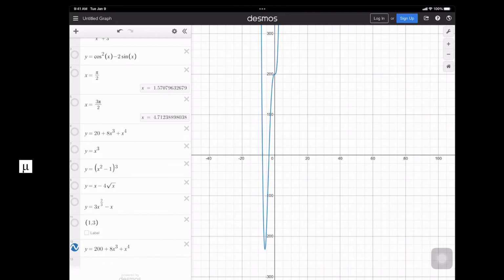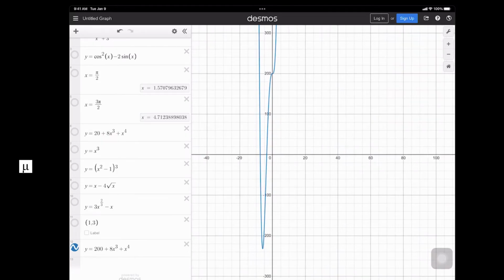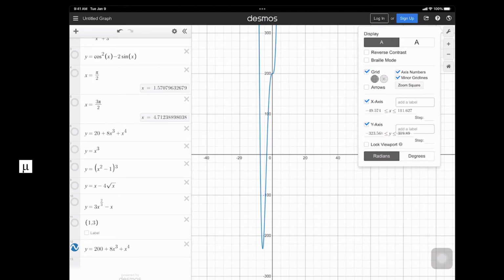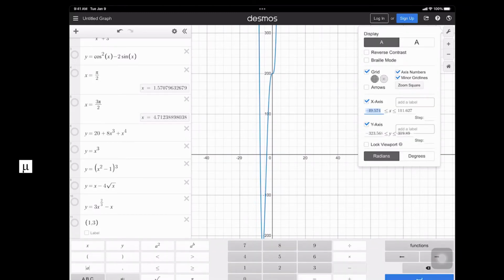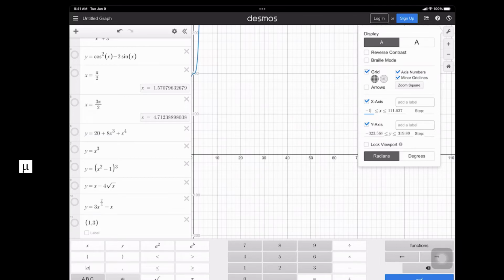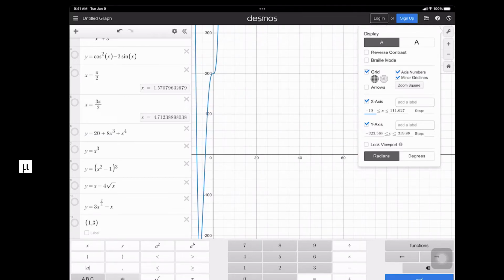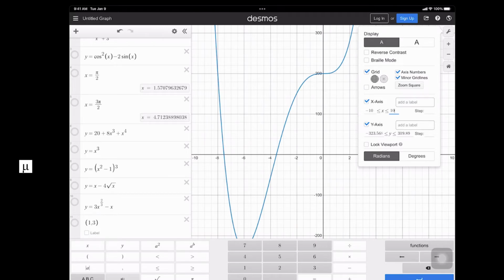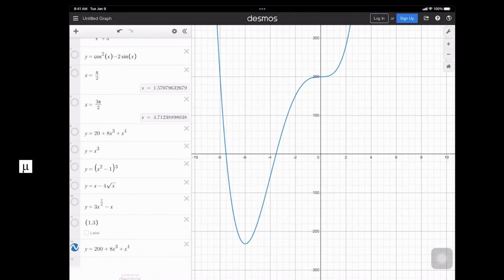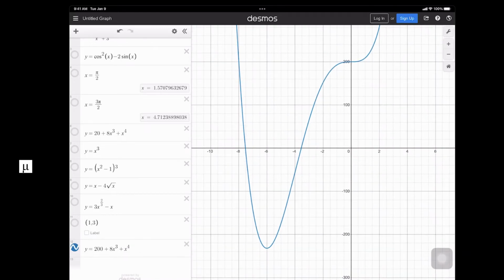It's just this. I might have to stretch this out on the x-axis. Say negative 10. Positive 10. There we go. That looks a lot better. Okay. Looks a lot better. So concave up.